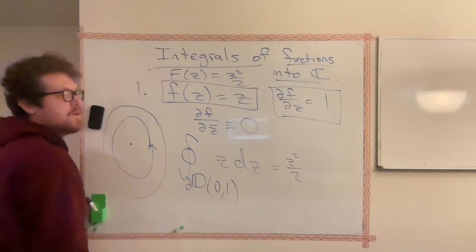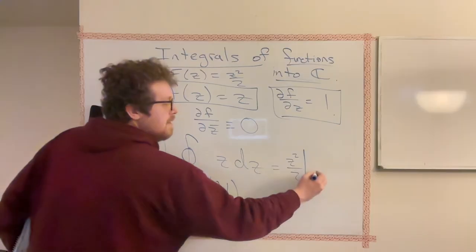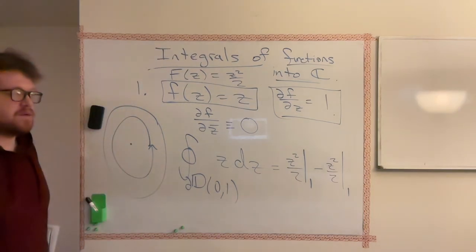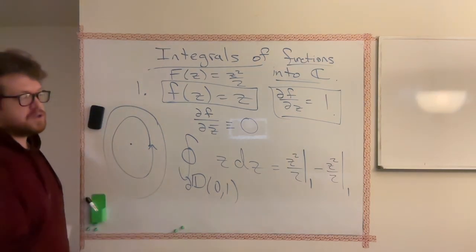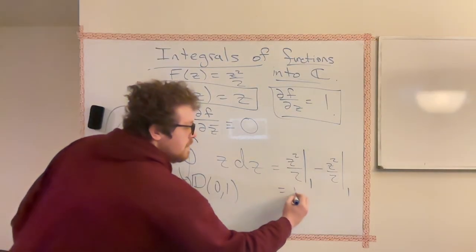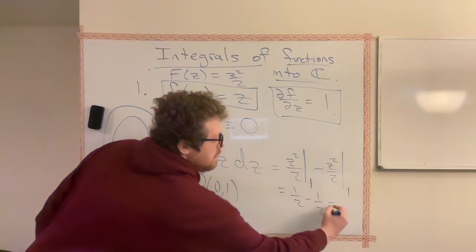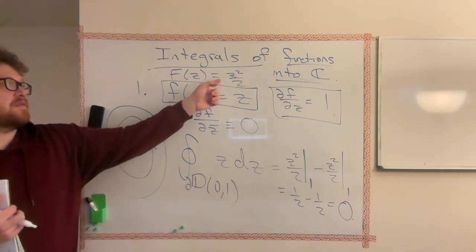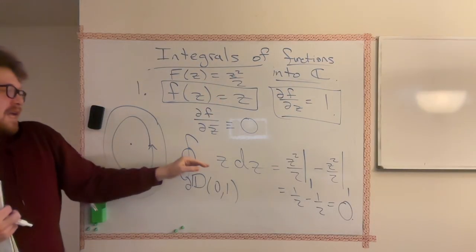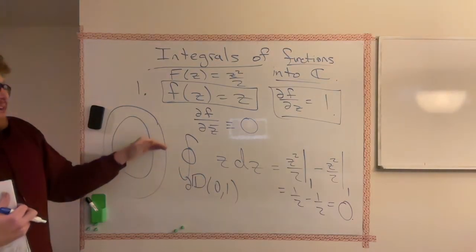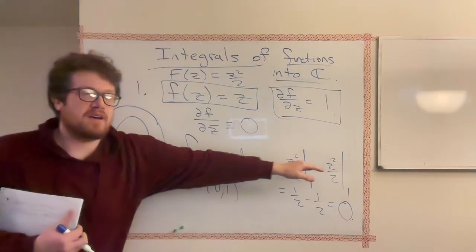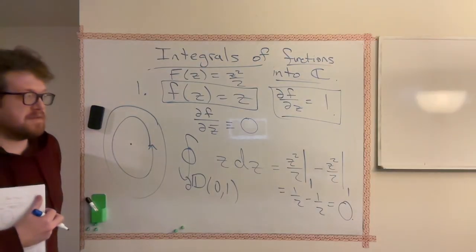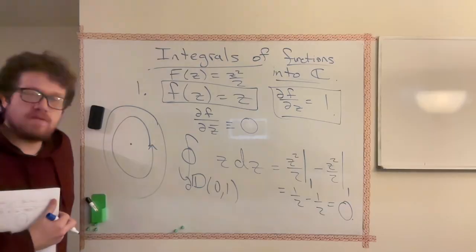I plug in the endpoint, which is 1, at 1 minus z squared over 2. And I plug in the same endpoint, which is the beginning point, 1. So it's just 1 over 2 minus 1 over 2. So this integral, by the fundamental theorem of calculus, should just be 0 because there's an antiderivative. Z squared over 2 is the antiderivative, and the integral is starting and ending at the same point. So if I subtract off the two values at the endpoints, well, the points are the same. So I just get the value of the function at 1 minus itself. So I get 0.